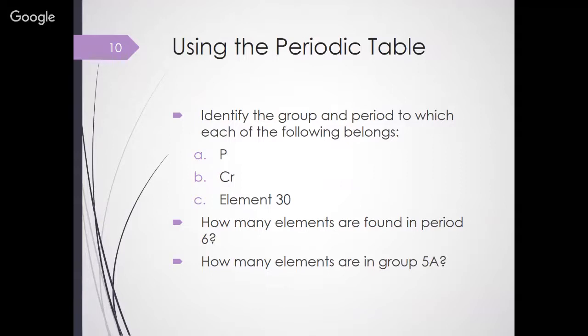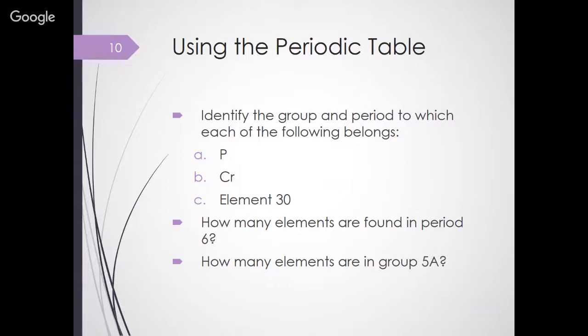Chromium. Chromium is a transition metal. It is found in group 6B, and it is in row 4, period 4. Element 30. So element 30, we're looking at the atomic number, the number at the top of the box. That happens to be zinc, and it is in group 2B, and it is found in period 4.